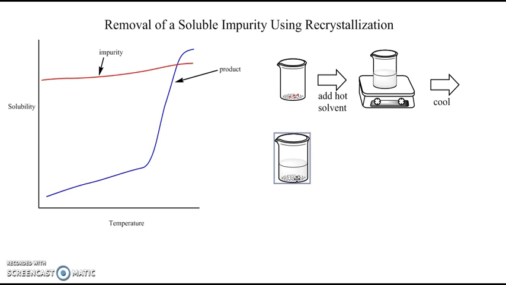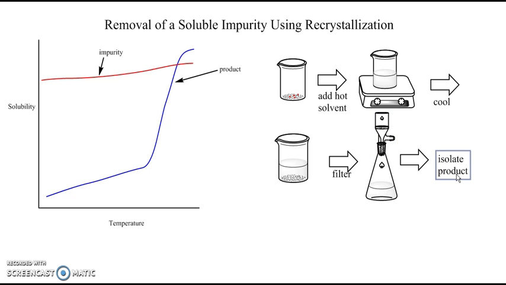It reforms a solid, recrystallizes, comes out of solution, whereas the impurity, which is still soluble at low temperature, stays dissolved. We've now separated the impurity from the product, and we isolate our product at this point usually by filtration. And after we filter it, we can isolate our product, and we've purified our product.